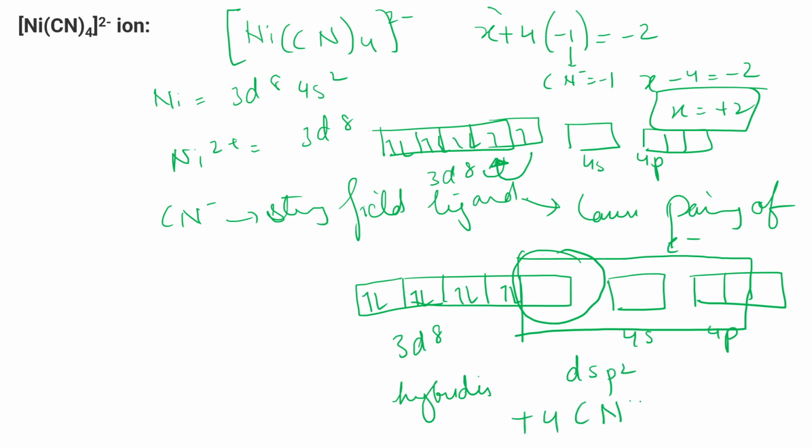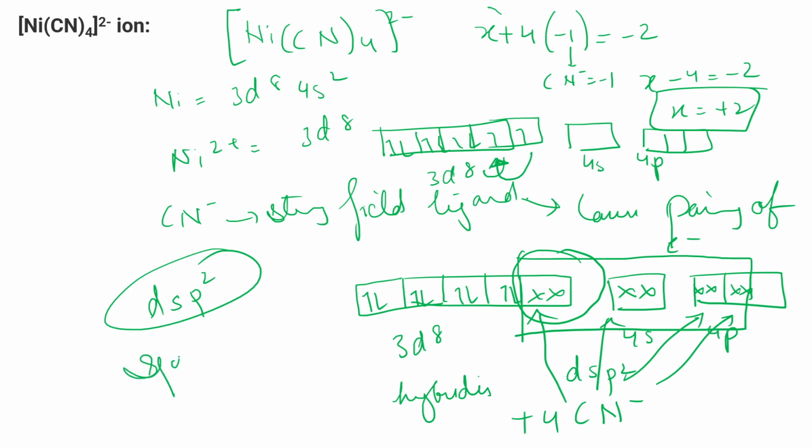4 cyanide ligands will come and they will donate their electrons in these hybrid orbitals. So the geometry for the dsp2 complex generated is square planar. This is the difference basically. If the inner d orbitals are used, then the geometry will be square planar and the hybridization is dsp2. If the outer d orbitals are used for the tetracoordinated complex, then the geometry will be tetrahedral and the hybridization will be sp3.